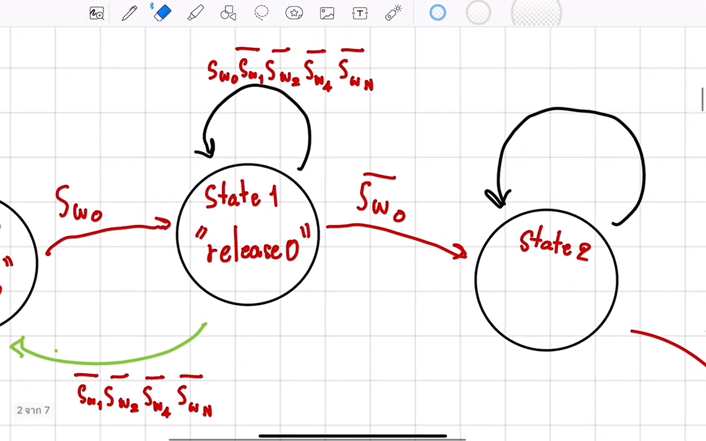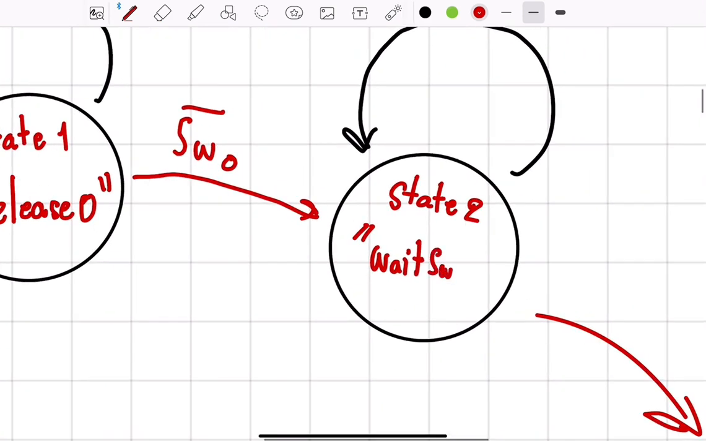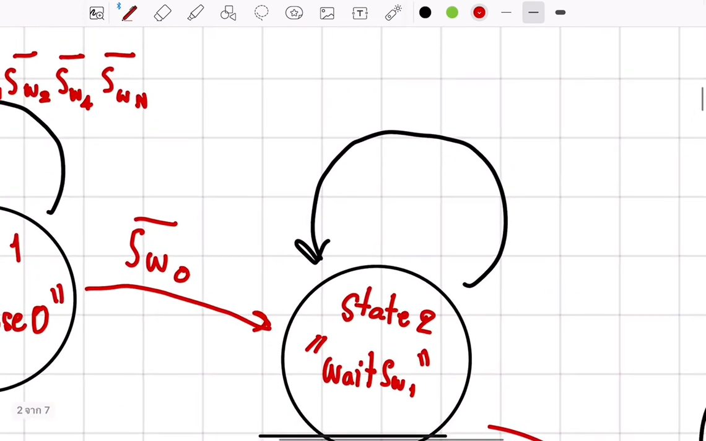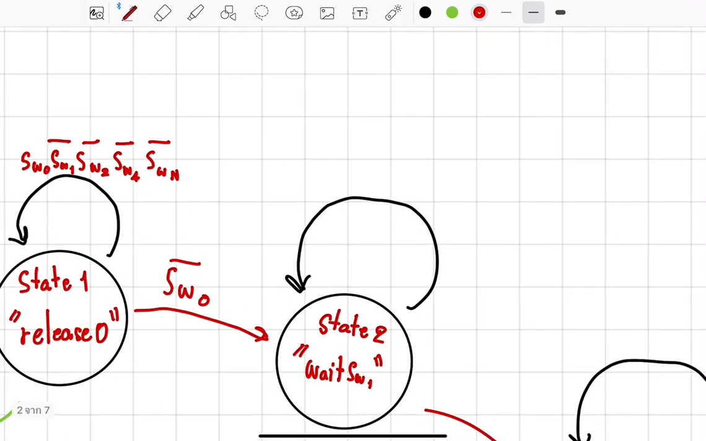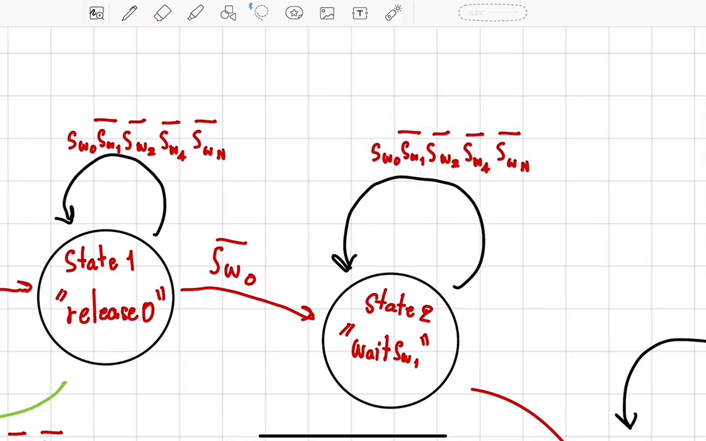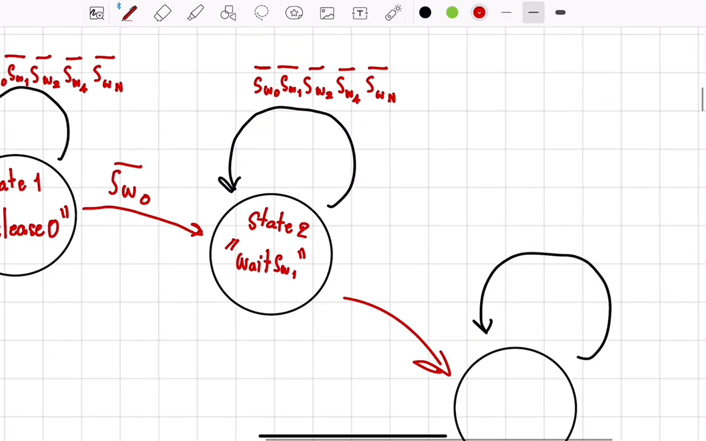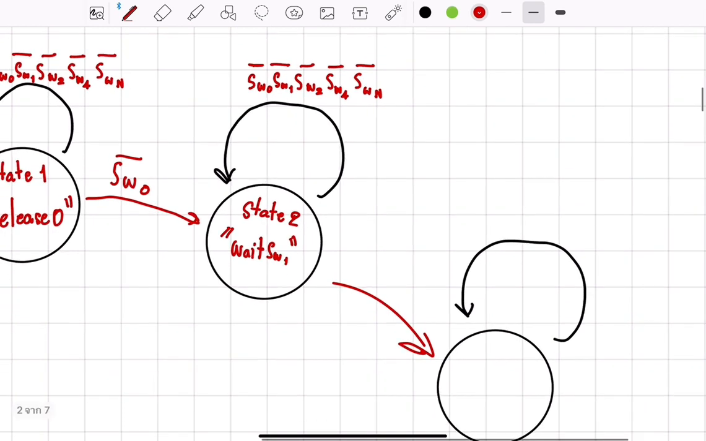Next slide. Go to state 2. It is wait switch 1. It means I don't push any switch: don't push switch 0, don't push switch 1, don't push switch 2, don't push switch 3, don't push switch 8. It means I work again.